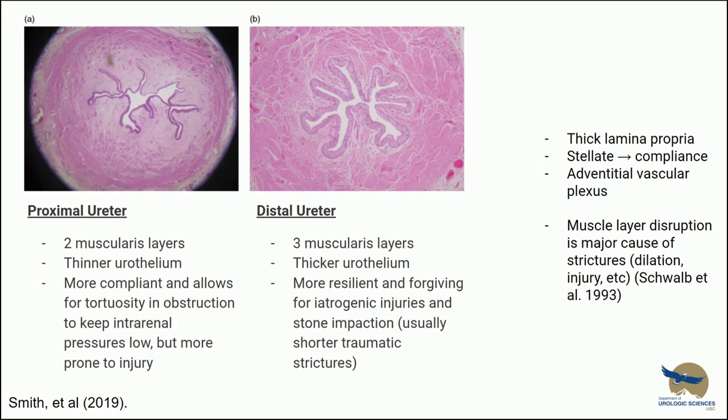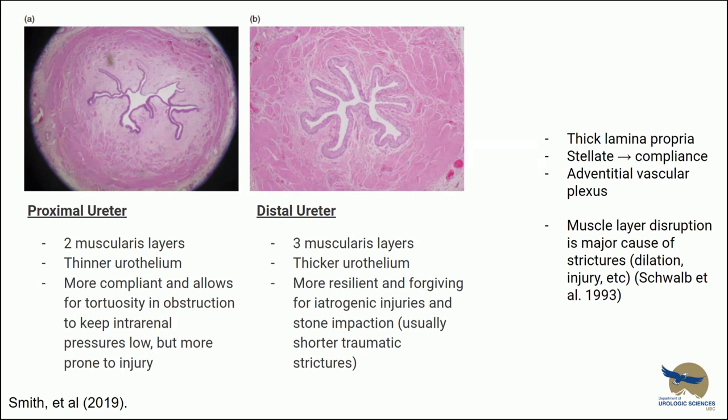The ureter is characteristic in the sense that it has quite a thick lamina propria. The stellate appearance of the ureter allows for up to 17 times dilation of its dry caliber. And then we already talked about the adventitial vascular plexus, which you can see on the edges of these histologic images. You can see some blood vessels that are supplying the edges of the ureter here.